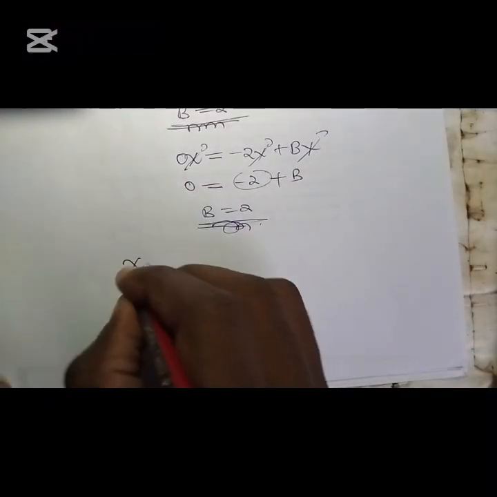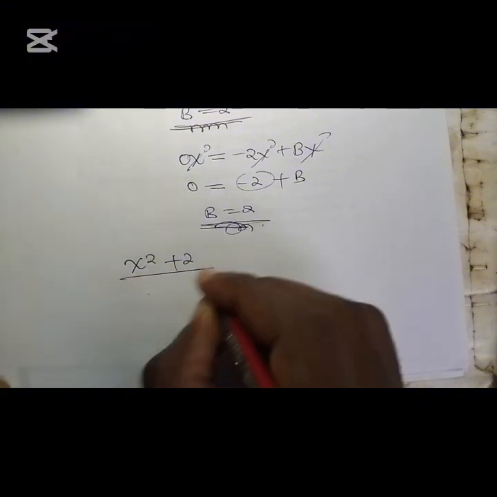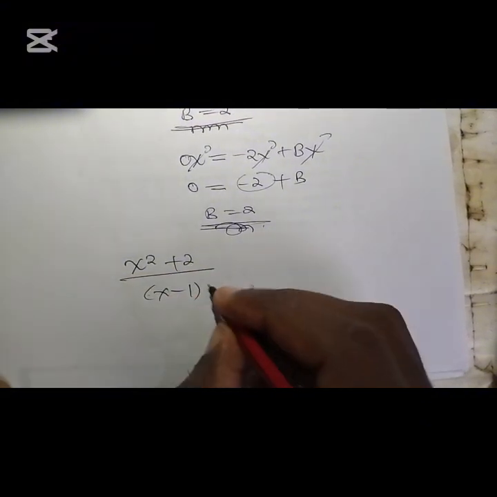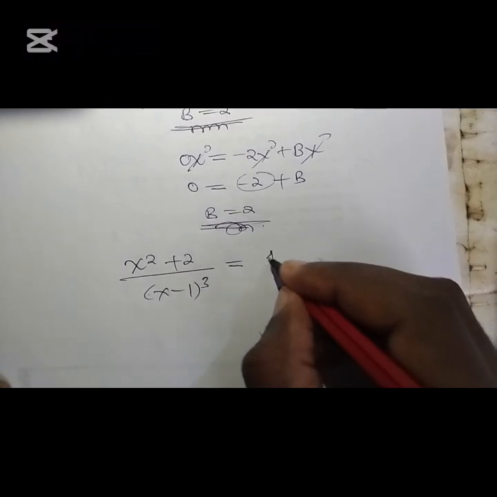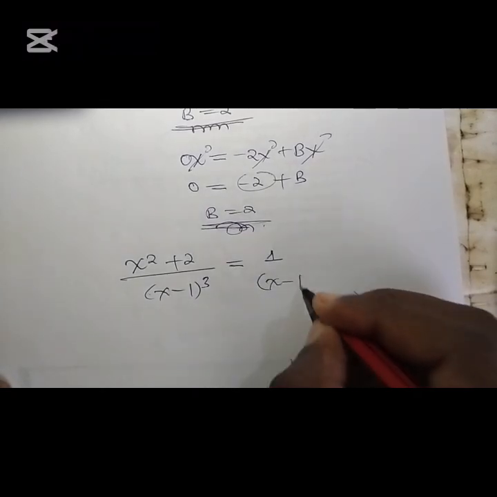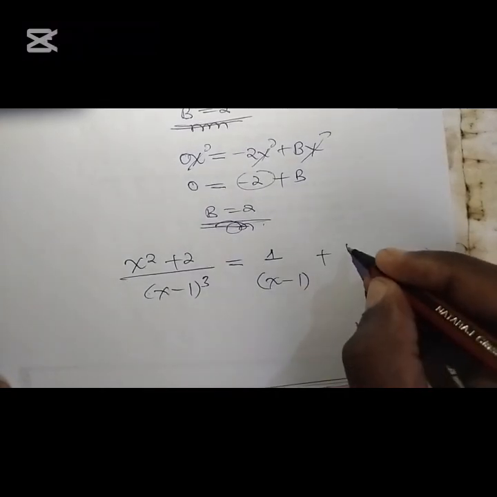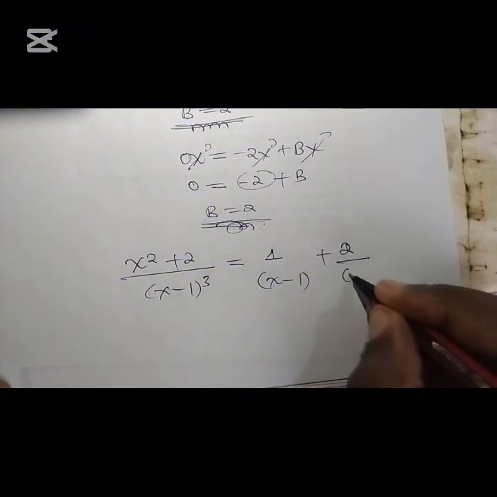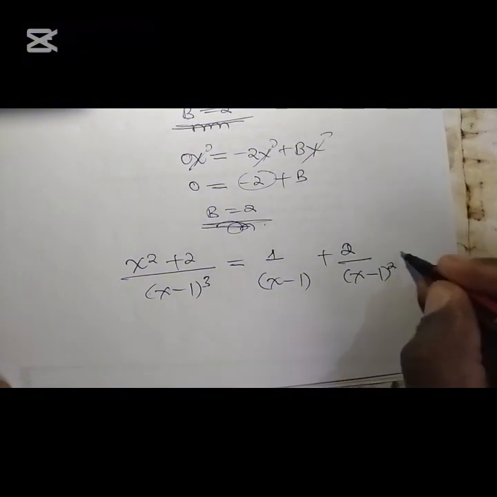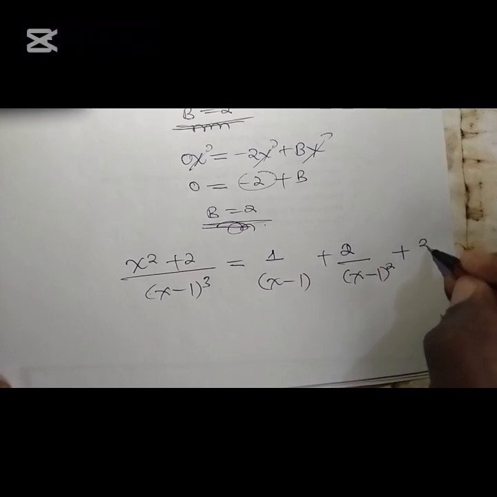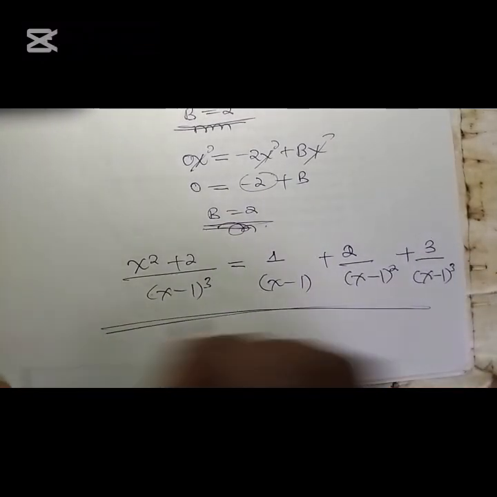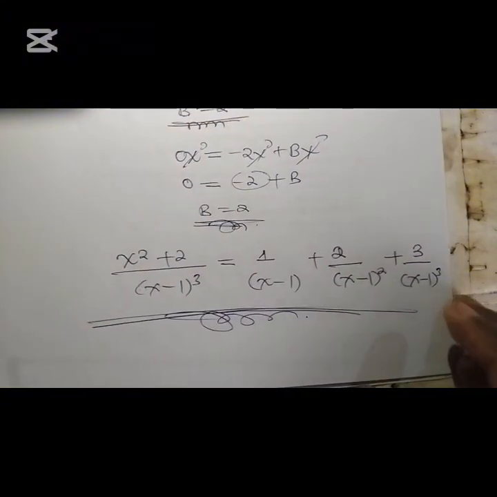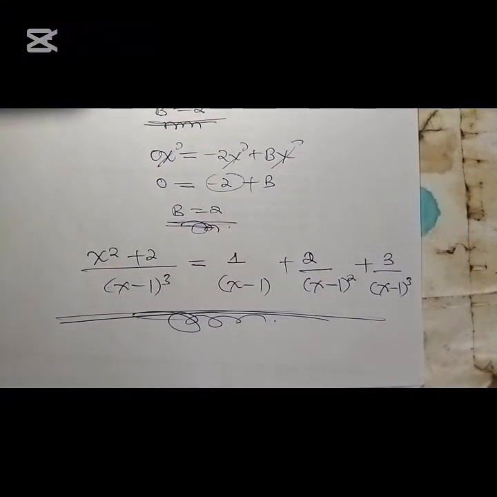So if you decompose this, x squared plus 2 over x power 3, a will give you 1 over x minus 1, then plus b is 2, over x minus 1 raised to the power 2, plus 3 over x minus 1 raised to the power 3. So this is where we have come to an end of the video.